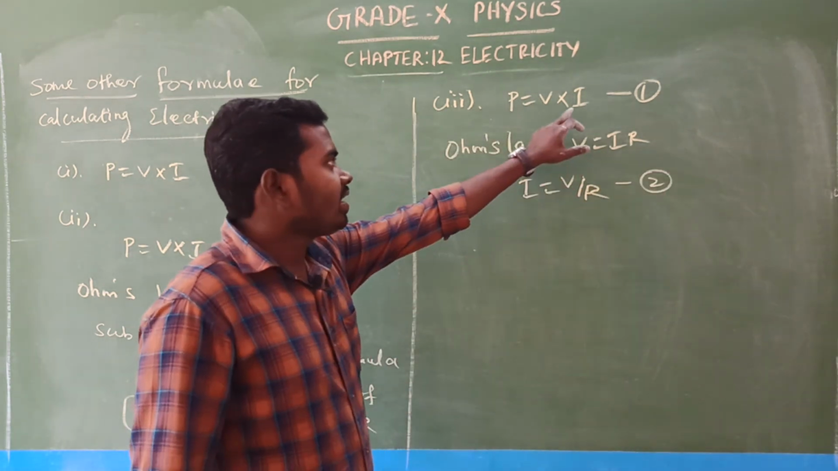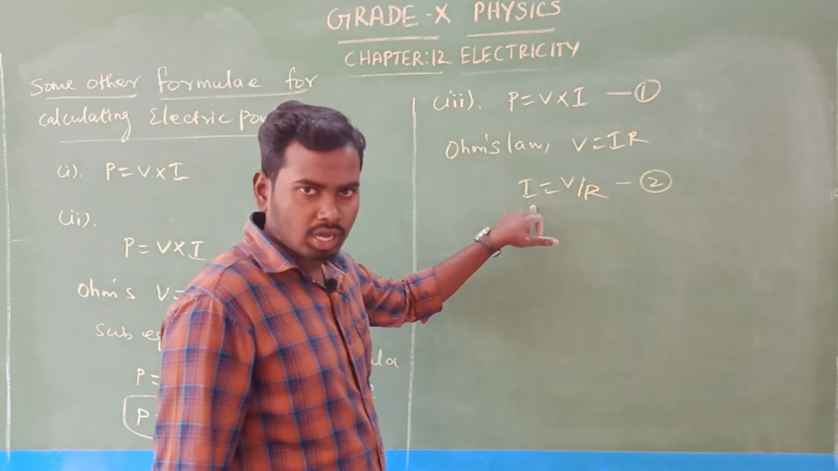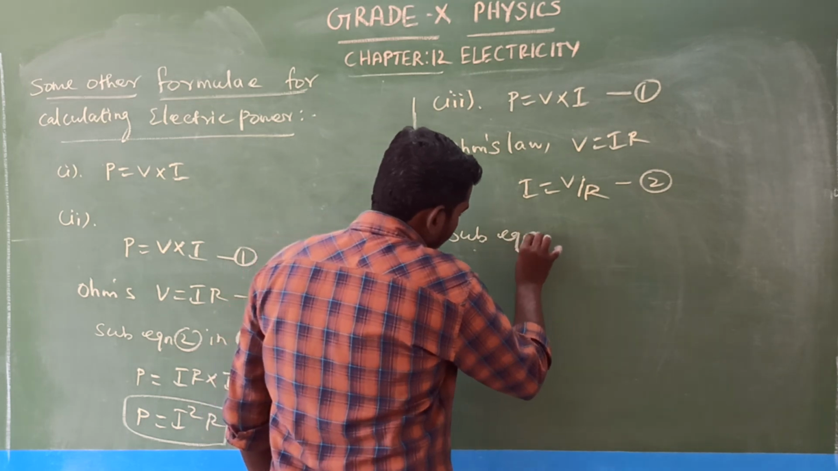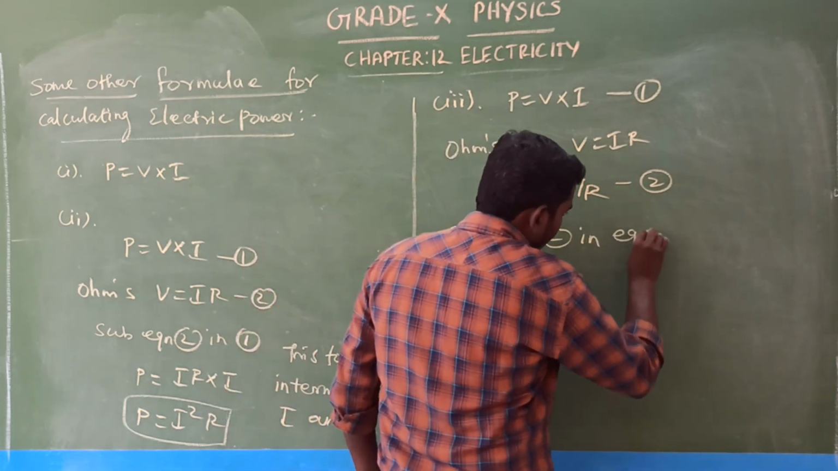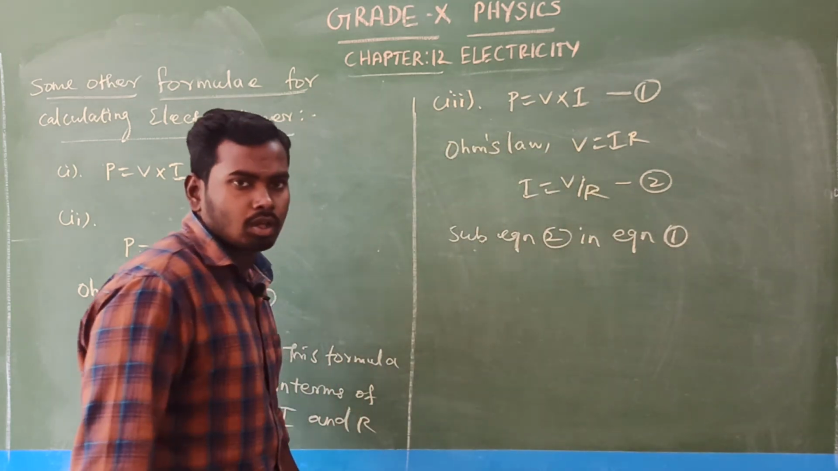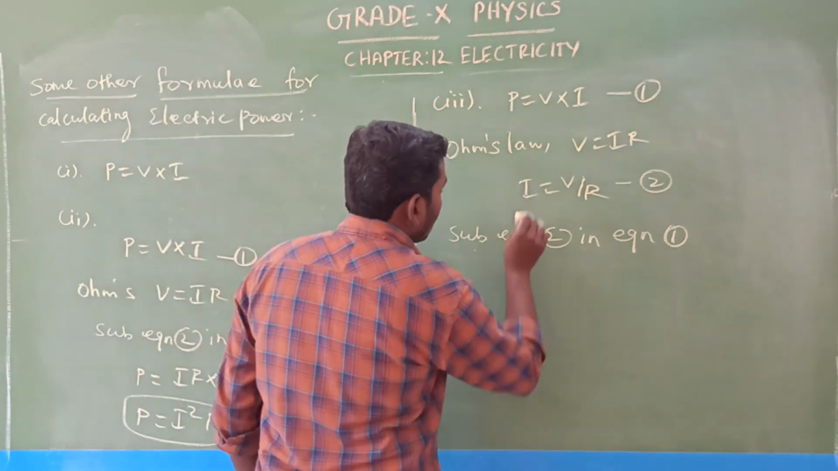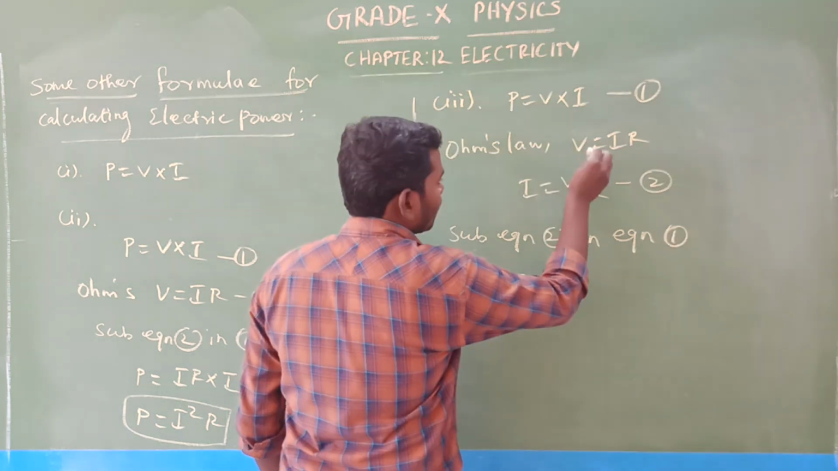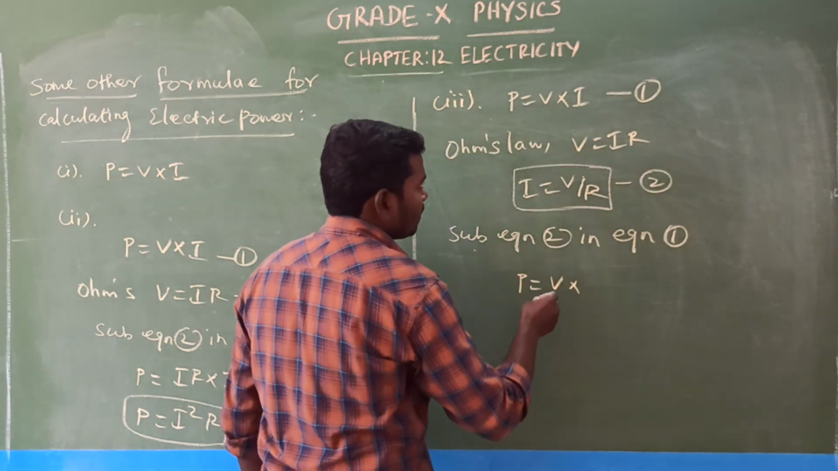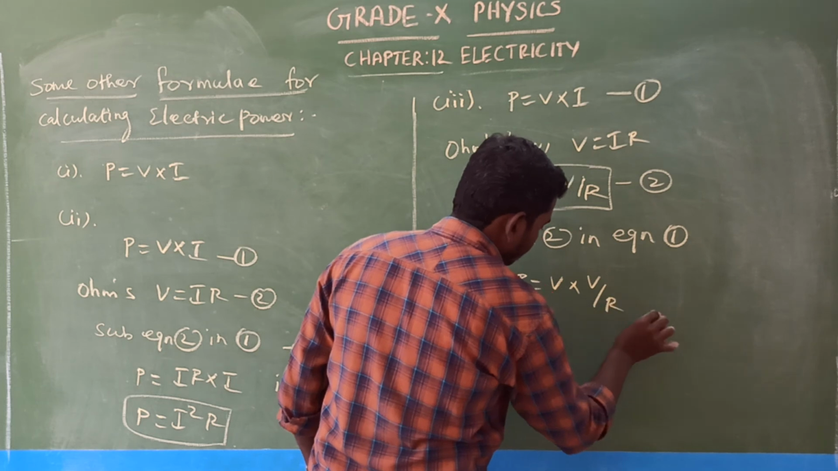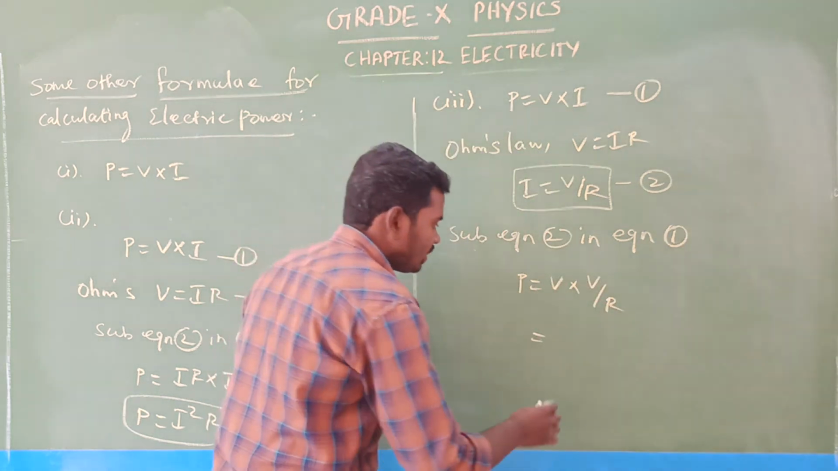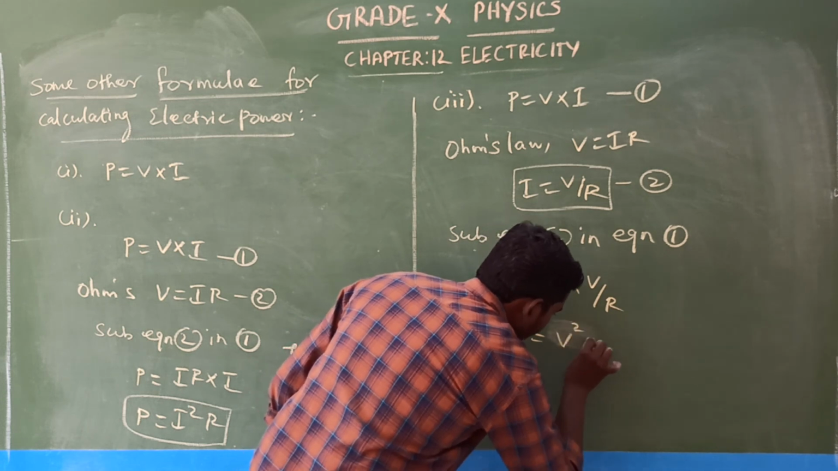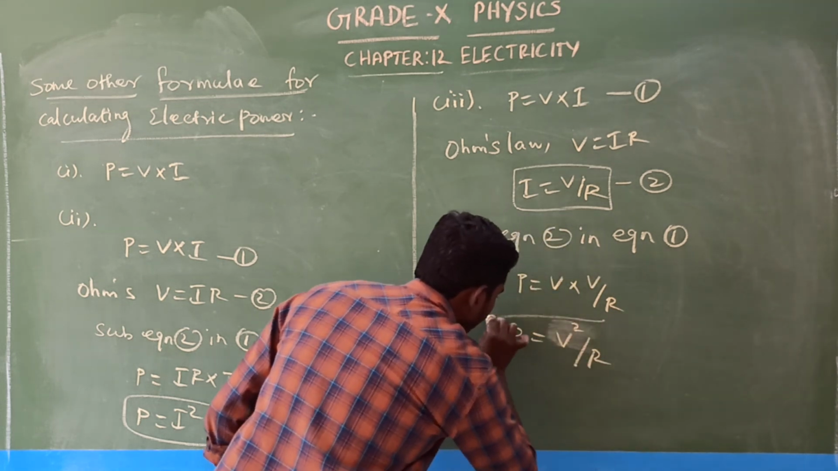So in the first equation, the I value is already there. So substitute equation 2 in equation 1. Is it clear? Yes. So equation 1: P is equal to V into, substitute the I value there. What is the I value? V by R. So what will be there? V into V, that is equal to V square. So V square divided by R. So P is equal to V square by R.